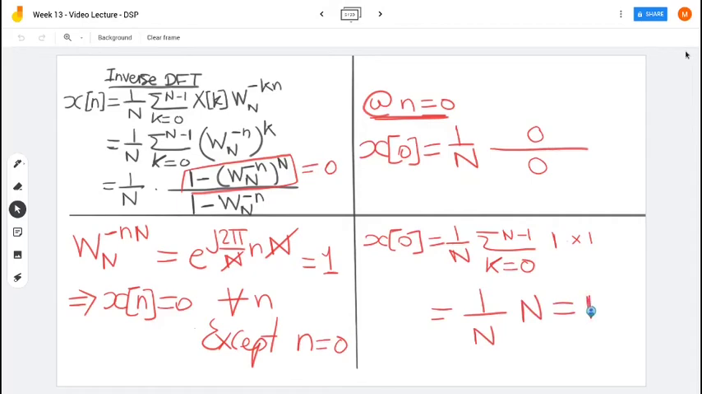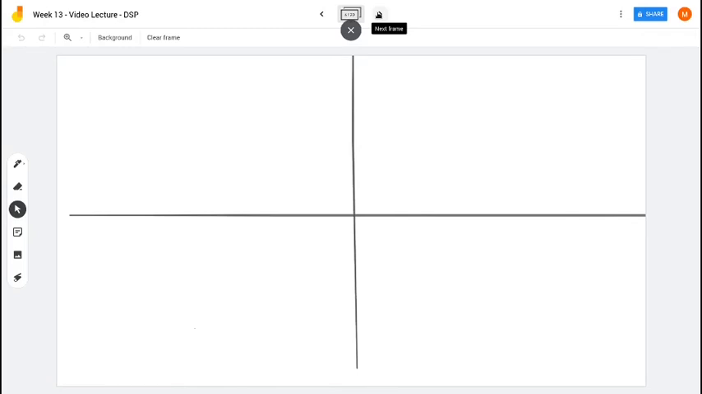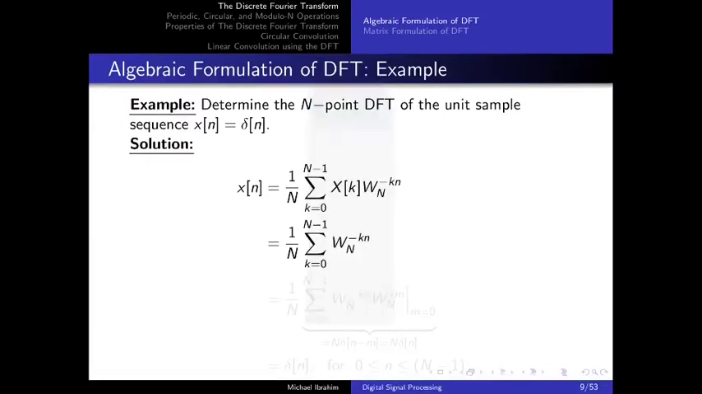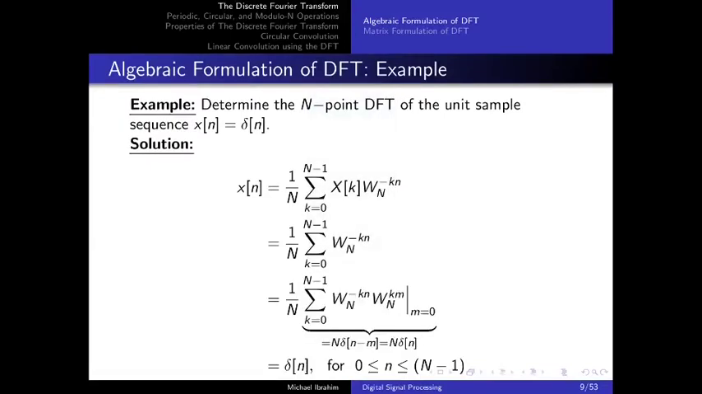So as you can see over here, this summation will always be 0 except for n equal to 0. At n equal to 0, it's 1. So trying to plot this function we got over here, we'll be having at instance 0 a value of 1 and zeros otherwise. And this is true for n going from 0 up to n minus 1, which is the impulse we started with in the first place. So this will give us delta of n for n from 0 up to n capital minus 1.